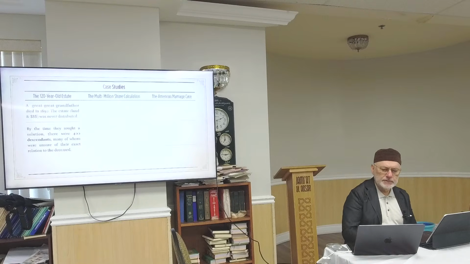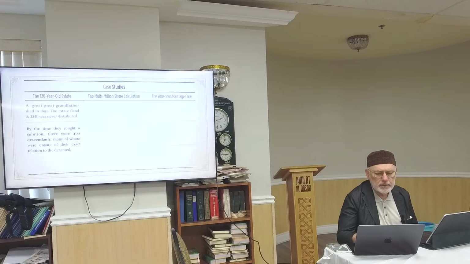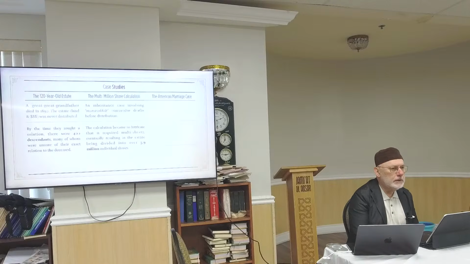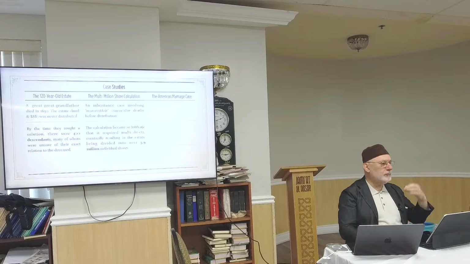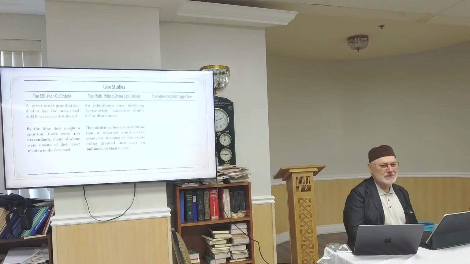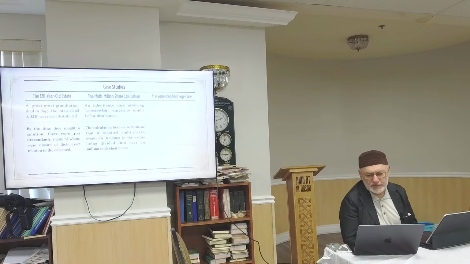With another case, it's a multi-million share calculation. This is an inheritance involving munasakhat, which is successive deaths before distribution. The calculation was so intricate that it required multi-sheets, eventually resulting in the estate being divided into over 5.9 million individual shares. Imagine the estate is a pizza, and you divide this pizza into 5.9 million pieces. Some people may get just a small, tiny piece. Some people may get 5 pieces or 10 pieces or 20 pieces from those 6 million pieces.